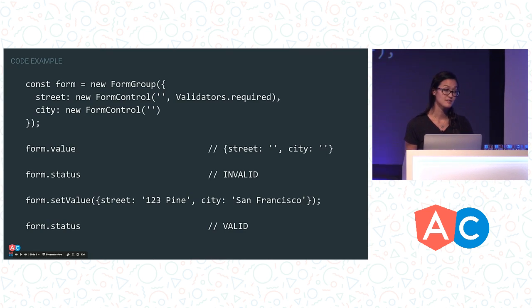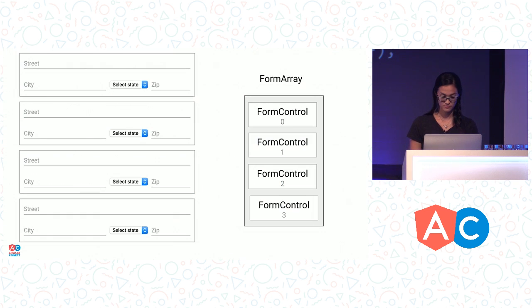Form group is also a class, so we can create an instance and pass in a collection of child controls. And we can also inspect its value and its validation status. Its value is always going to be calculated from the values of its children, and its status is always going to be calculated from the statuses of its children. So you're always working with objects here.